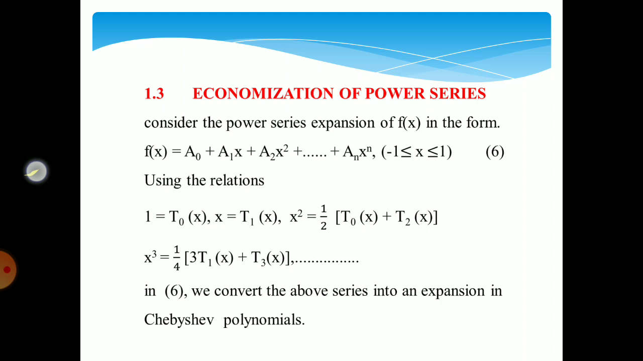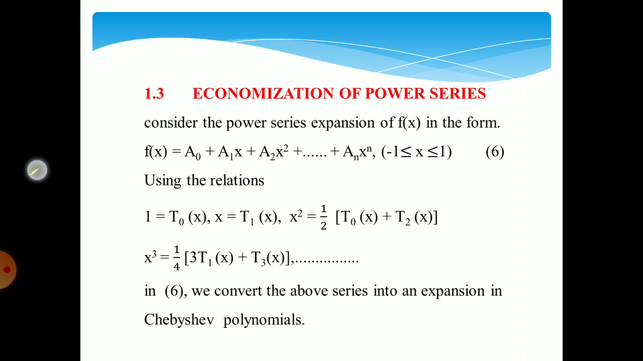consider the power series expansion of the function f(x) in the form given by equation 6, that is f(x) = a0 + a1x + a2x^2 + ... + an x^n. Here x lies between -1 and +1. That means x belongs to the closed interval [-1, 1], because -1 ≤ x ≤ 1.